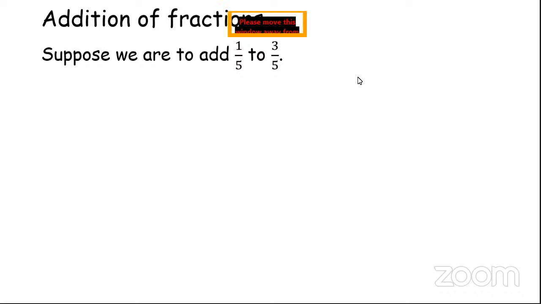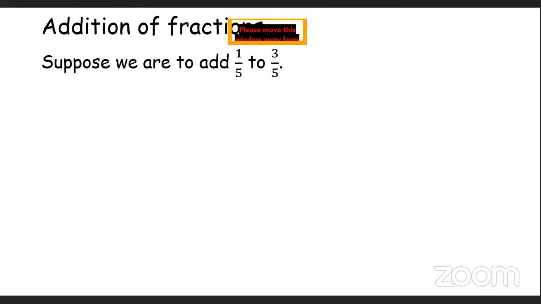Yes, Isaac. You add the numerators and leave the denominator as it is. As it is. Okay, thank you. Any other? Any other with a different approach? Okay.